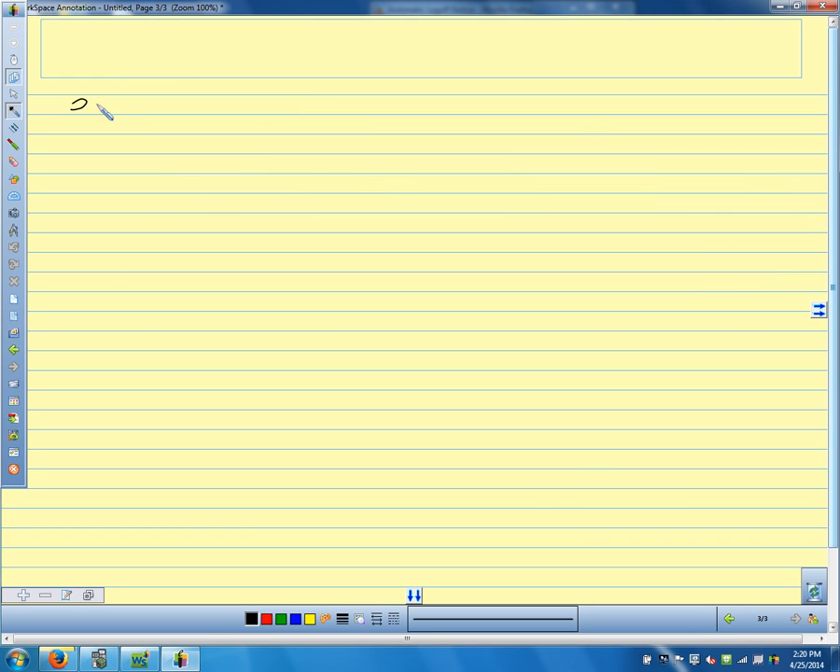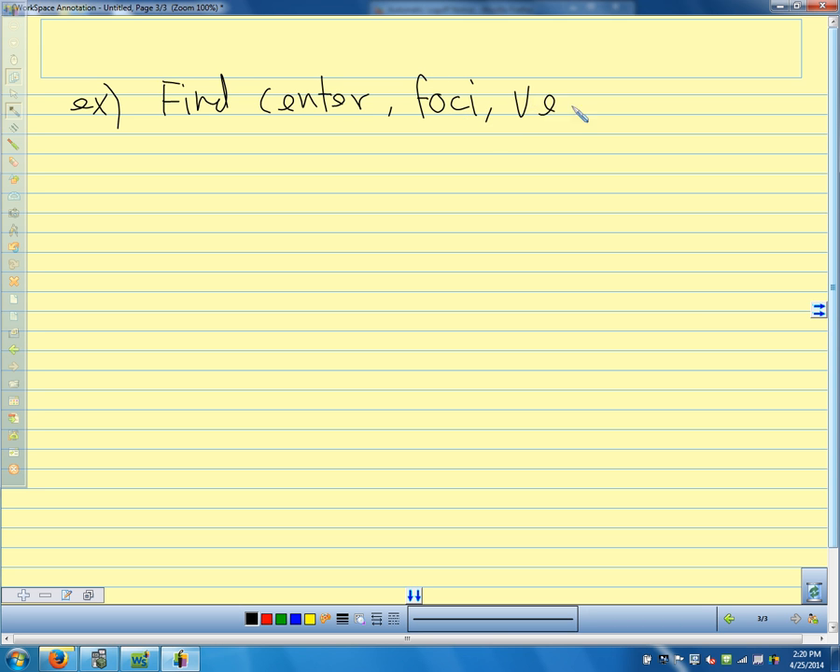Okay, so let's say we have an ellipse. We want to find the center, the foci, and the vertices of this ellipse: r equals 15 over 3 minus 2 cosine theta.